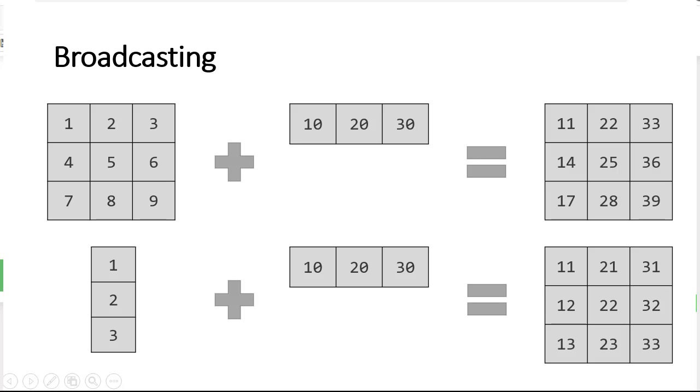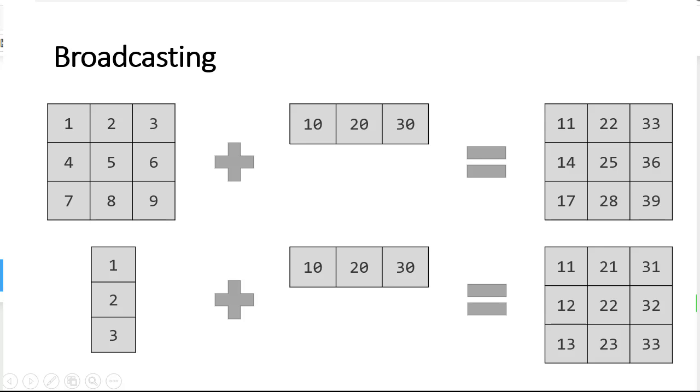This diagram shows how it can be performed. So if I try to perform element-wise addition of a 3x3 matrix with a vector, then these elements will be broadcasted and it will create another 3x3 array by repeating this specific row. So as a result, we get this array.